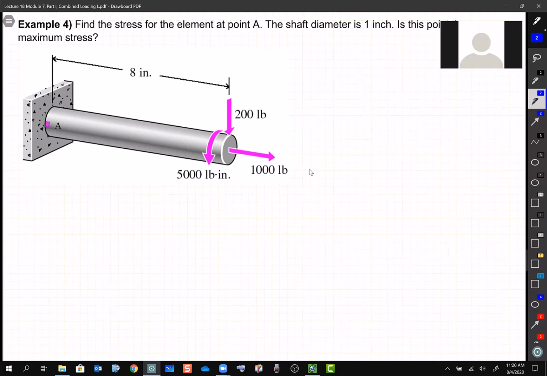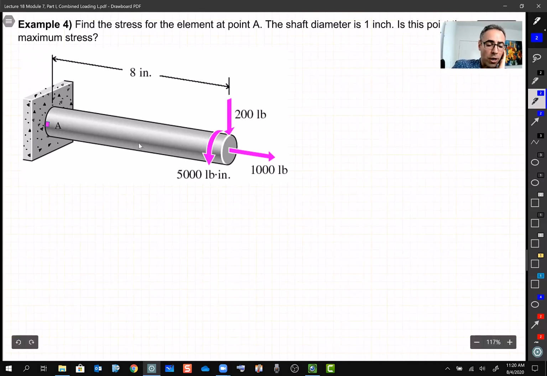We might. So it's a cantilever beam, right? Yeah. So thanks, Emily. So this 200-pound force tries to bend this shaft. We have an axial load, this 1,000-pound force trying to extend things. We have a torsion, that's obvious. And as Emily pointed out, we have a force in y direction.